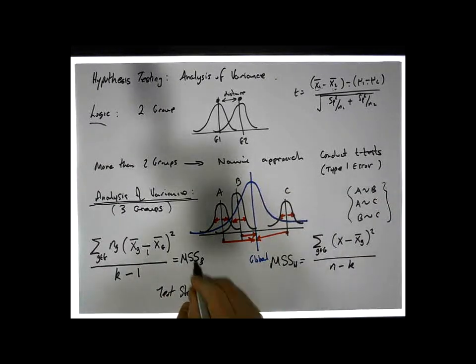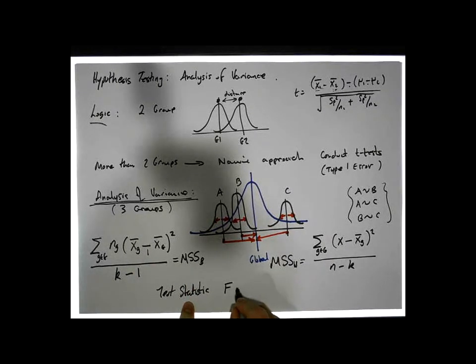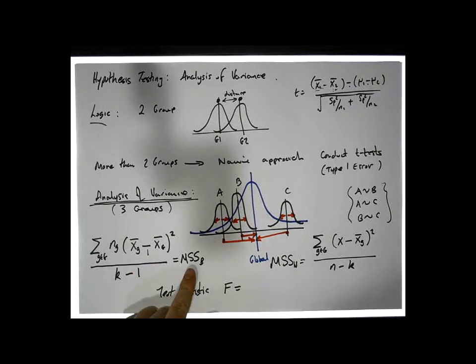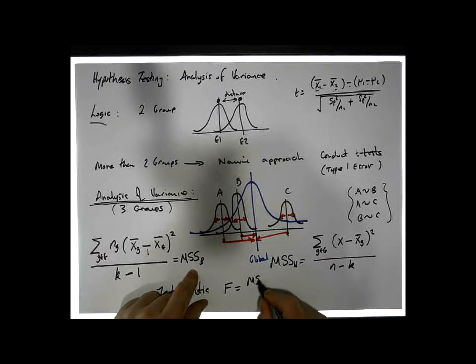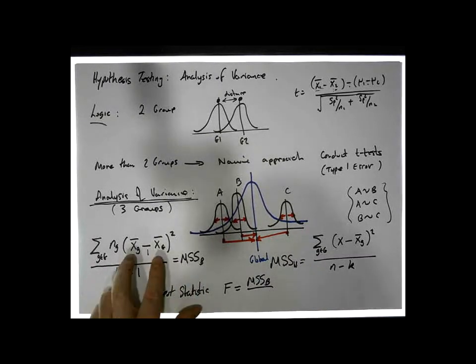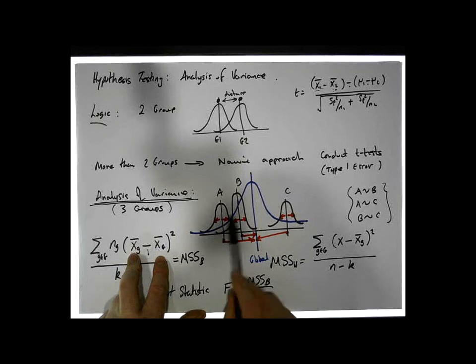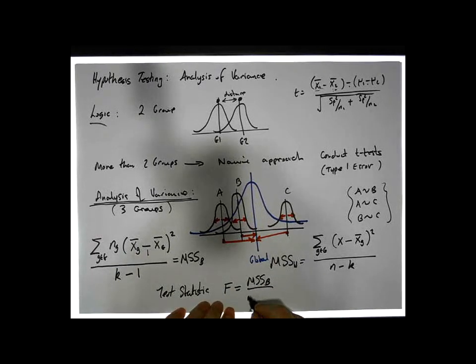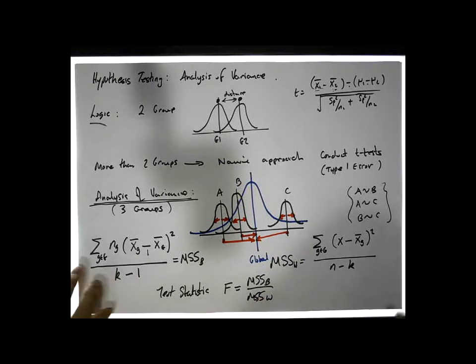So now our test statistic, this is called an F statistic, and it's equal to the mean sum of squares between measure. That's how far the distribution centers are apart on average, divided by the mean sum of squares within measure. That's how skinny the distributions are on average, okay?